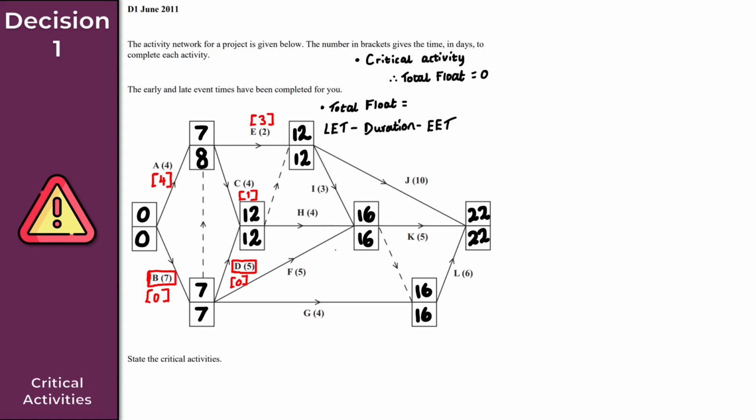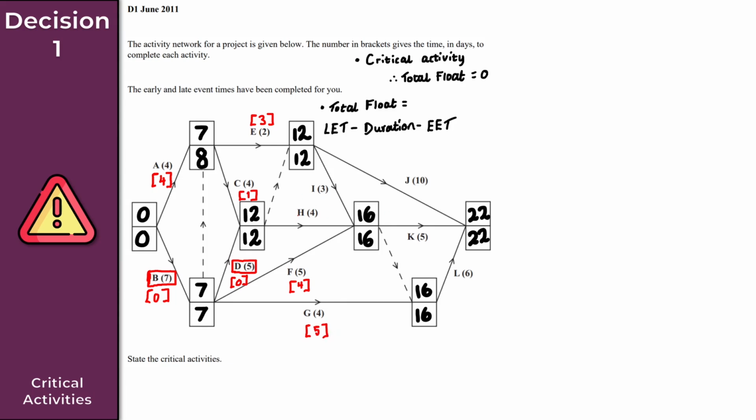So F here. I do 16 minus 5 minus 7. So 16 minus 5 is 11, minus 7, that gives us 4. What about activity G here? So we do 16 minus 4, which is 12, minus 7, and that gives us a total float of 5 there. Let's just keep going here.